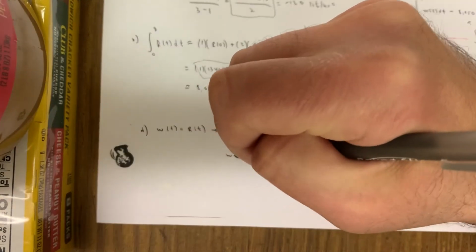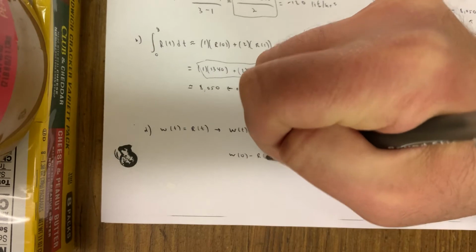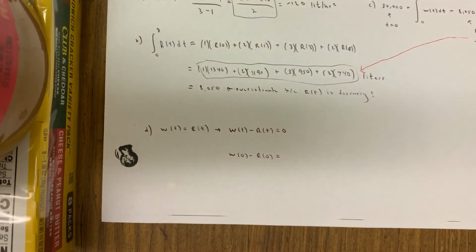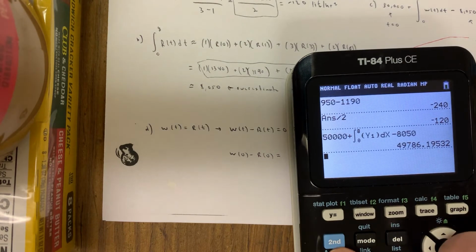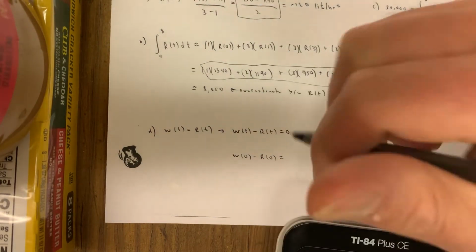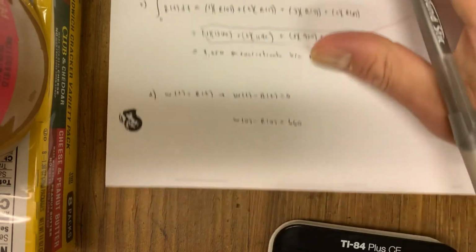And you can actually do W of 0 minus R of 0. Okay, we get a value for that. We got our calculator over here. So remember the alpha trace. Here's W of 0 minus R of 0, which is equal to 1340. You actually get 660. Why are we doing that? We'll figure this out in a second.